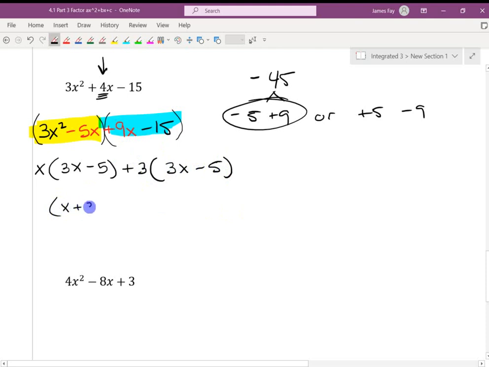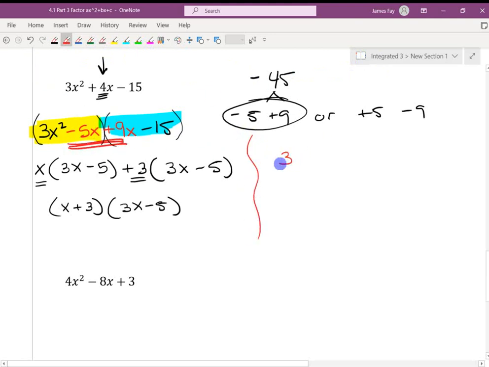And now I get x plus 3, which is the stuff on the outside. That's one factor. And then the stuff on the inside was the same, so that's another factor. And the whole idea here is if I FOIL that and combine like terms, it gets me back to 3x squared plus 4x minus 15. Now, I want to demonstrate with this one. This will be the last one we do, obviously. I want to demonstrate that the order that we wrote these doesn't matter.